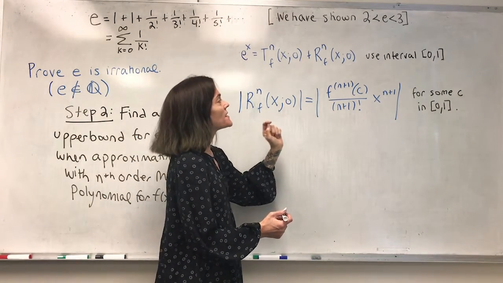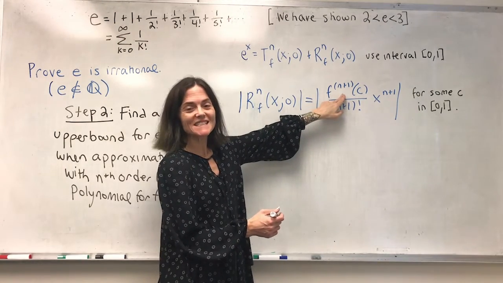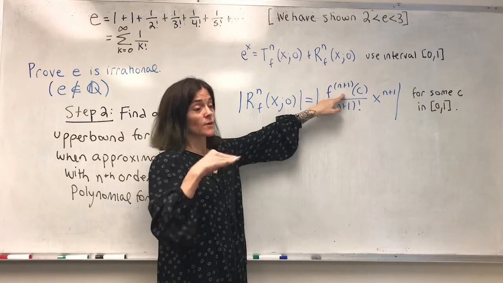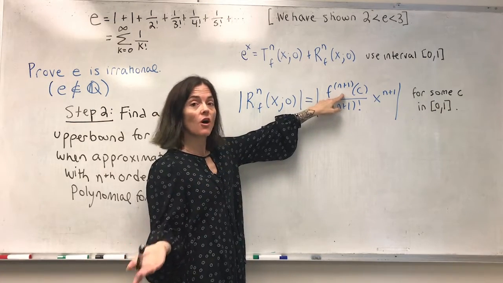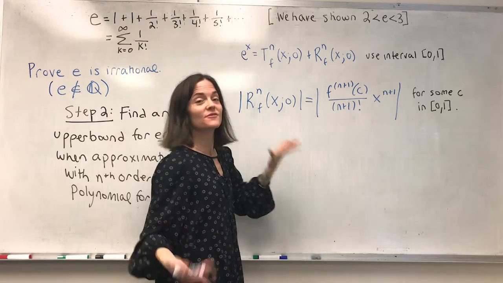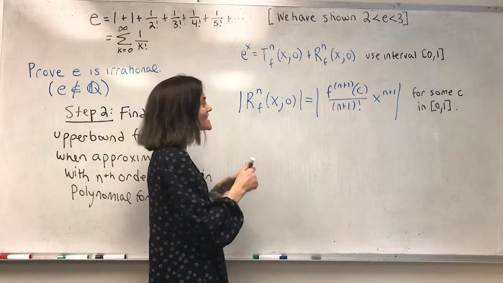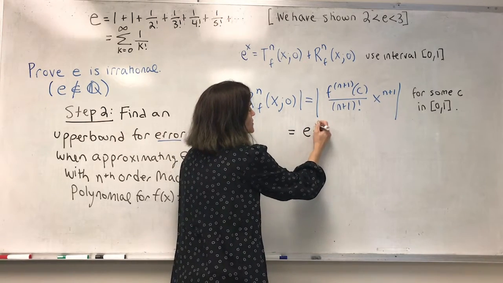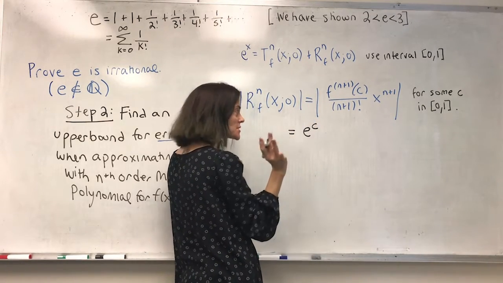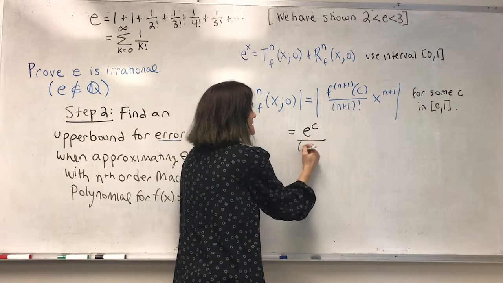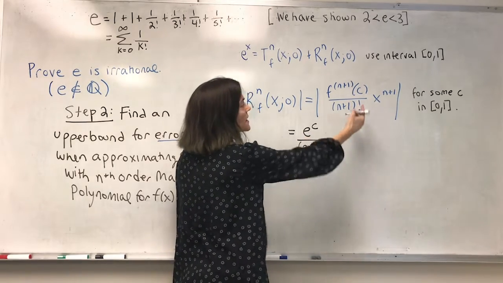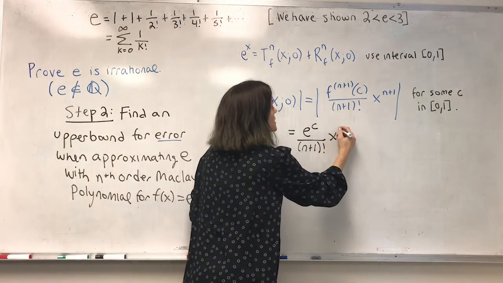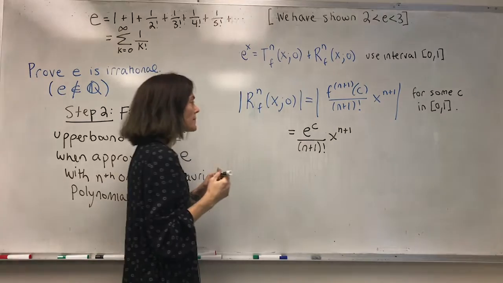Well, if you think about this, what is the n plus first derivative of e to the x? Well, it's e to the x. E to the x has the same derivative for all n, and you just keep differentiating e to the x like this. So this is equal to e to the c, which is positive. So I don't need my absolute values on this part. This is positive, and then I'm only looking between 0 and 1, and so this is non-negative. Okay.